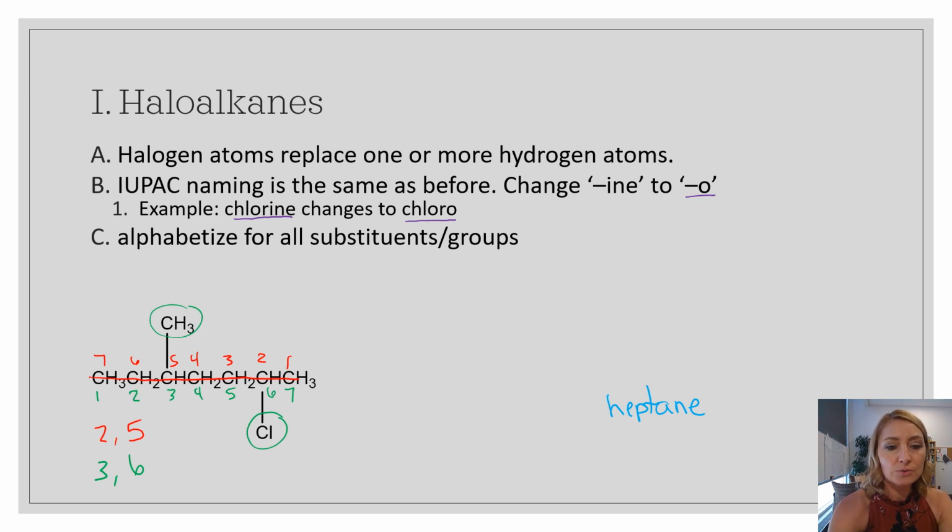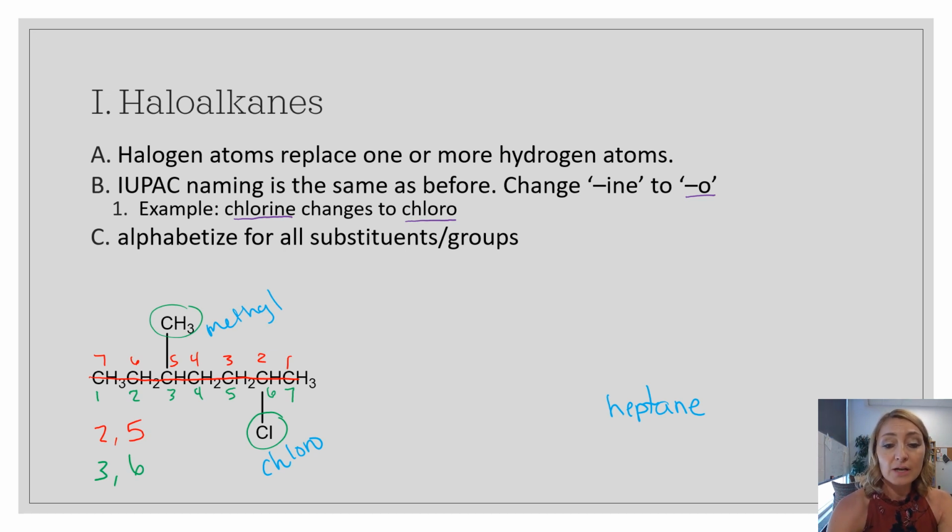Now I'm going to alphabetize my groups. This is chloro, and this is methyl. Despite what the numbers are, you have to say the name in alphabetical order. So even if chlorine was a higher number, it would still have to come first in the name. In this case, it's the lower number, so nice and confusing for us.